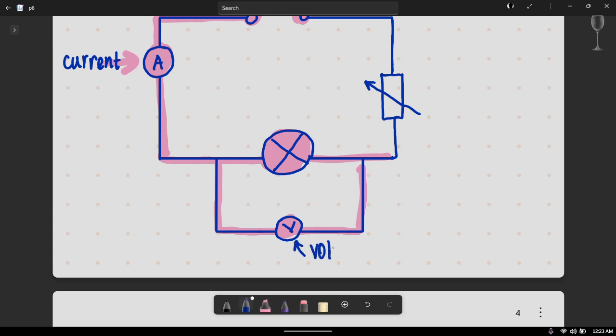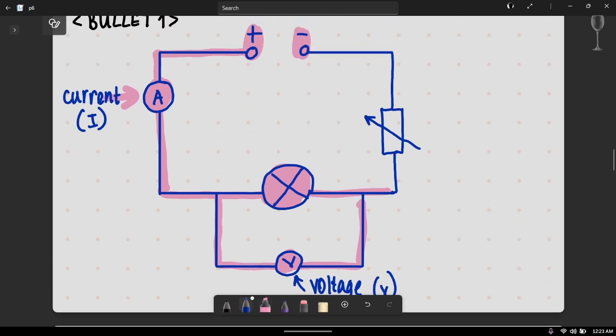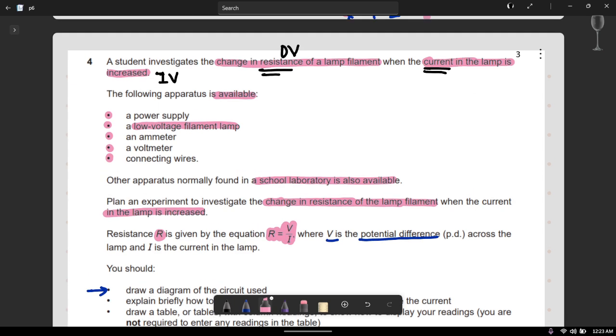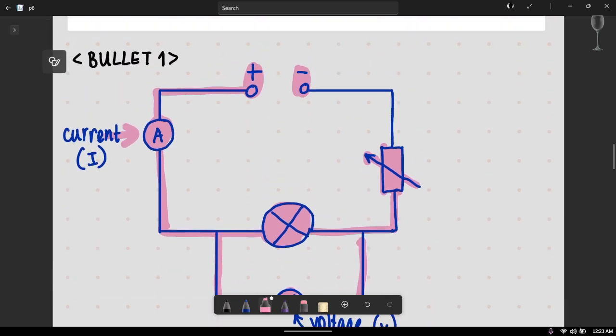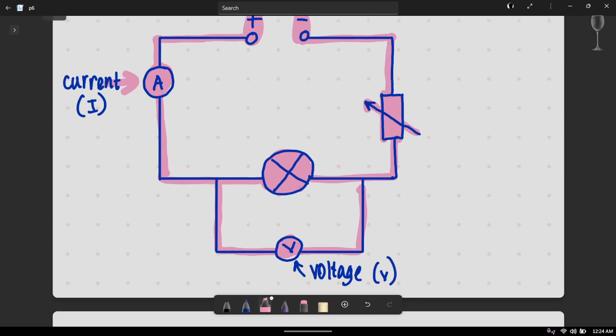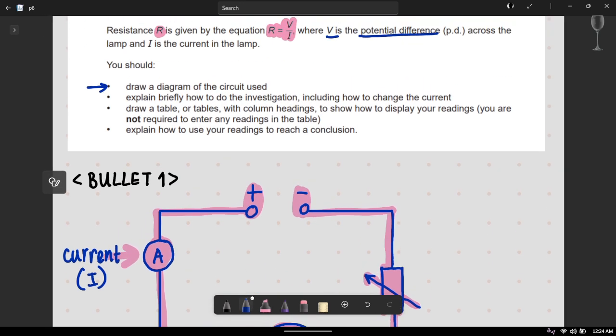So over here you can see we are getting a V, and over here we are getting our I. Now I have connected a variable resistor over here, and why is that? Because they say I am changing the current in the lamp, and a variable resistor helps change the current in the lamp. So this is my circuit, and there you go. I've completed it, and I'm pretty sure I'll get 1 mark here for it.